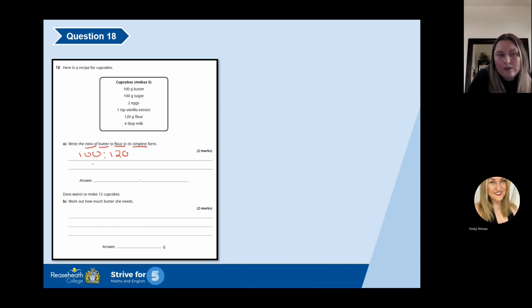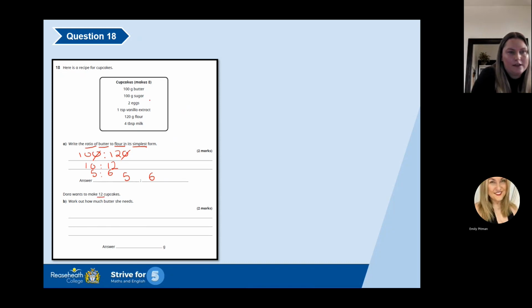So the first thing that I would do is divide them both by 10, which would give me 10 and 12. Then I would be thinking, what number goes into both 10 and 12? Well, the simplest one to do would be to divide both by 2, which would then give me 5 and 6. And then I can't think of any other number that goes into 5 and 6, so we've got 5 and 6.